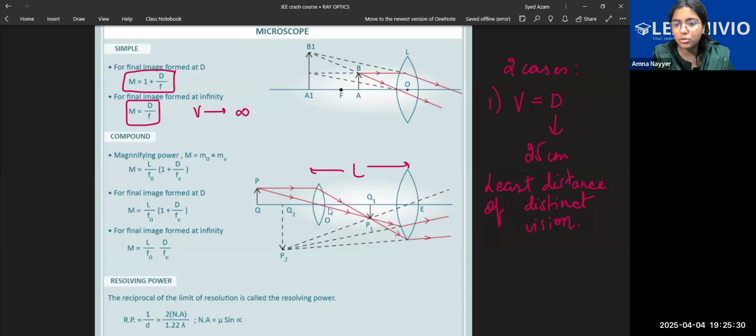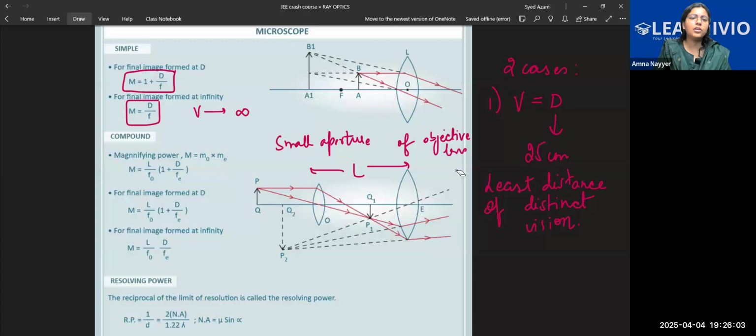See, in a microscope, how do you identify whether it's a microscope or not? A microscope basically has a smaller objective and a larger eyepiece. And in case of a telescope, you will have the objective larger and the eyepiece smaller. That is how you can identify. So small aperture of the objective lens, and then you can reverse it for the rest of it.